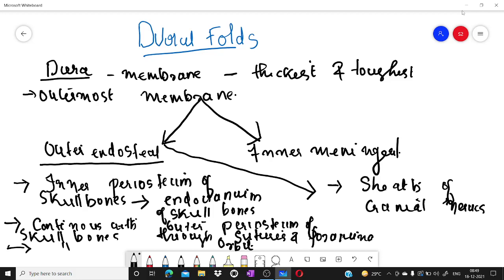So that is about the dura. It is the outermost membrane which is covering the brain, and it is the thickest and toughest membrane. It consists of an outer endosteal layer and an inner meningeal layer. The outer endosteal layer forms the inner periosteum of the skull bones, that is the endocranium, and it is continuous with the outer periosteum of the skull bones through the sutures and foramina. It is also continuous with the periosteum of the orbit through the superior orbital fissure, and it is forming the sheath of some cranial nerves.